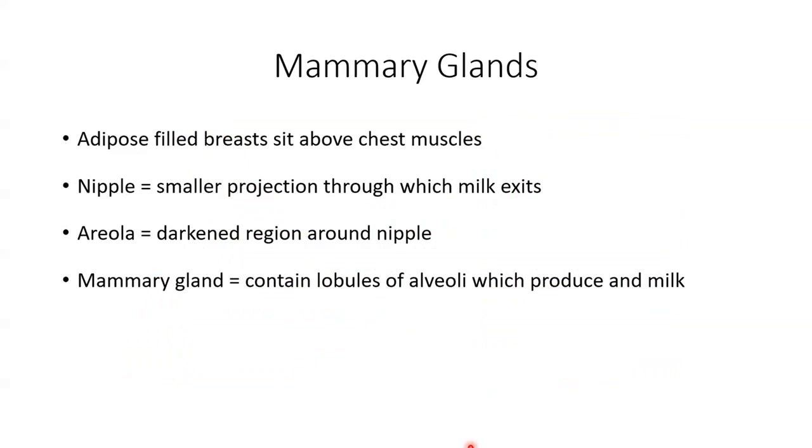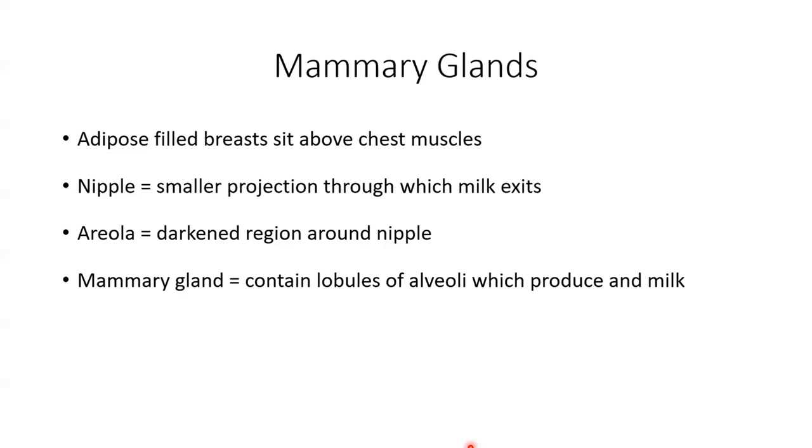So for the final recap, the breasts sit on the anterior wall of the chest on top of those pectoralis or pec major muscles. Each breast has a nipple, which is a centered projection, and an areola, which is the darker region of tissue surrounding the nipple. The nipple contains openings for milk to exit, and the darkened areola is hypothesized to allow young babies just after they're born to actually find the nipple more easily. Within each breast are mammary glands. Mammary glands contain lobules of alveoli, which produce and secrete milk.